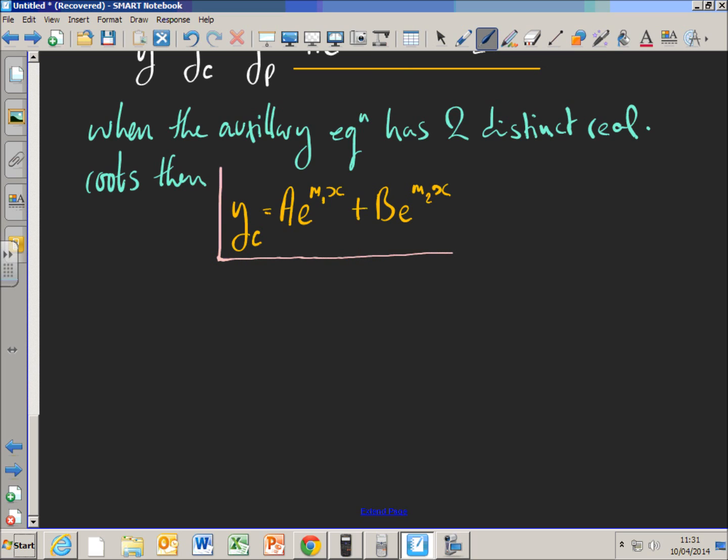Now the actual method is exactly the same if they're equal roots, or if they're complex roots. The method is exactly the same, except you can do something using de Moivre's to put those things together. Okay, so shall I do one now with equal roots?